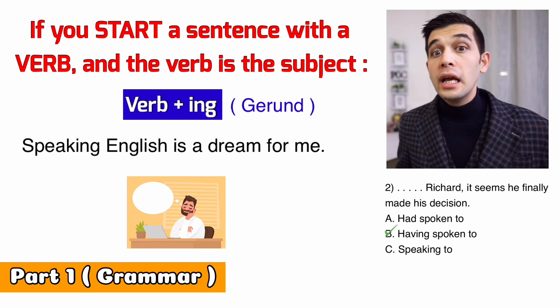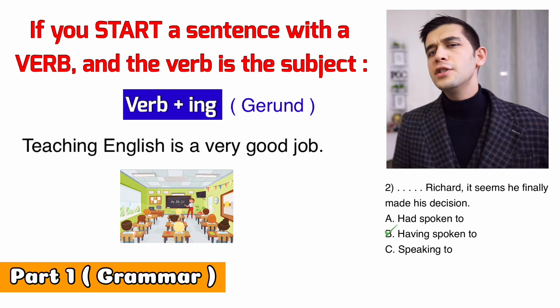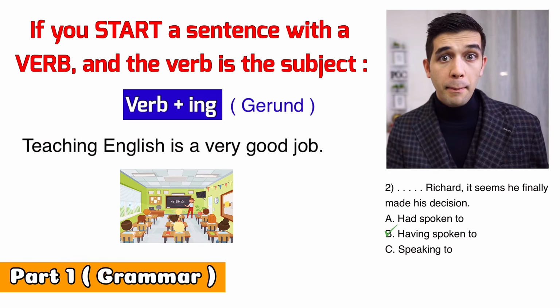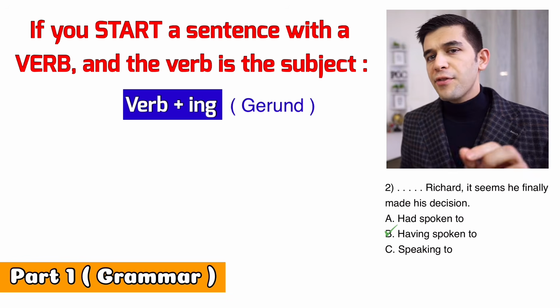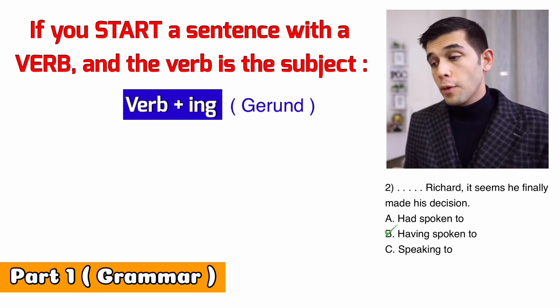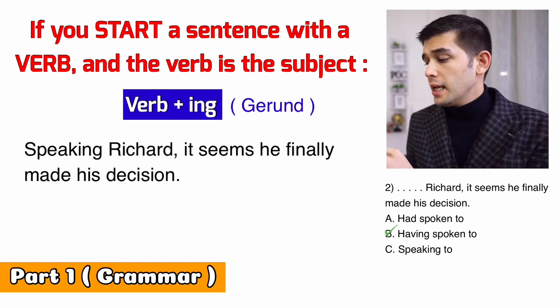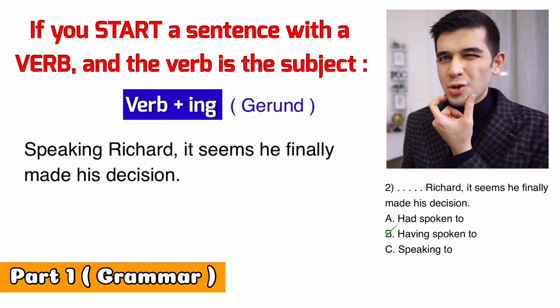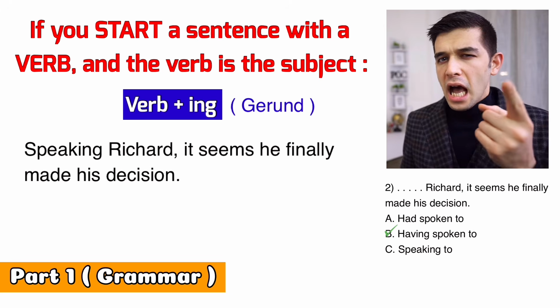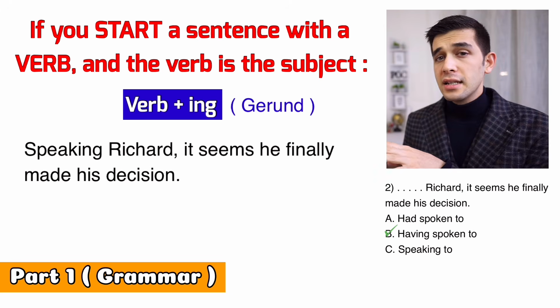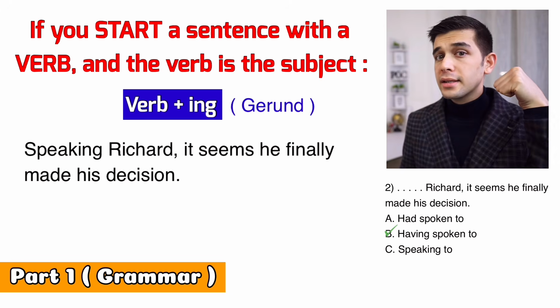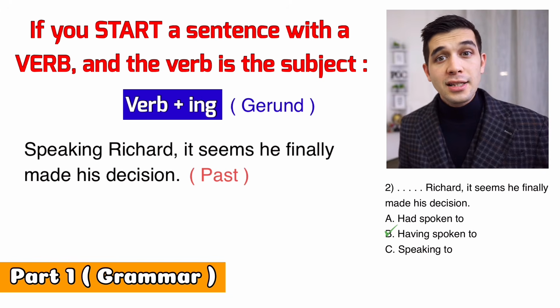For example, swimming is good for your health. Speaking English is a dream for me. Teaching English is a very good job. In this sentence, the verb is speak. And the verb is going in the beginning of the sentence, so it should accept ing. Speaking, Richard. But something is wrong. I have a question. Is this sentence now or is it in the past? Very good. It's in the past.